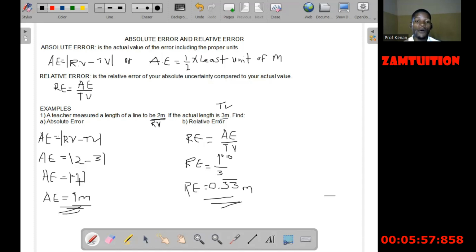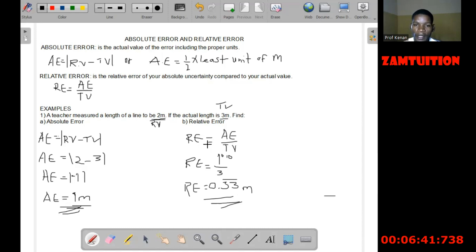So here is now where these bars work. They work where they see a negative sign inside. If a number is in a negative form, it is supposed to be changed to a positive form. But if a number is in a positive form, you don't have to change it to a negative form. It will still remain positive. This one is in a negative form, so the magnitude of negative 1 is positive 1. So the absolute error is equal to 1 meter.